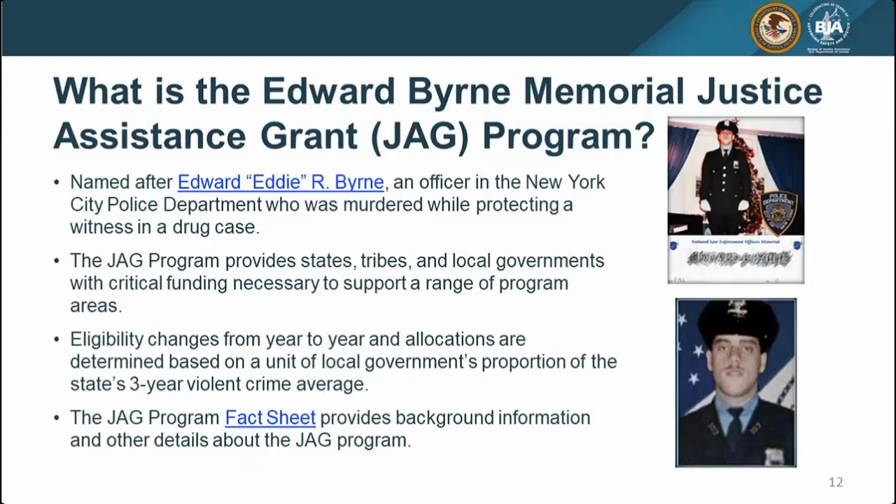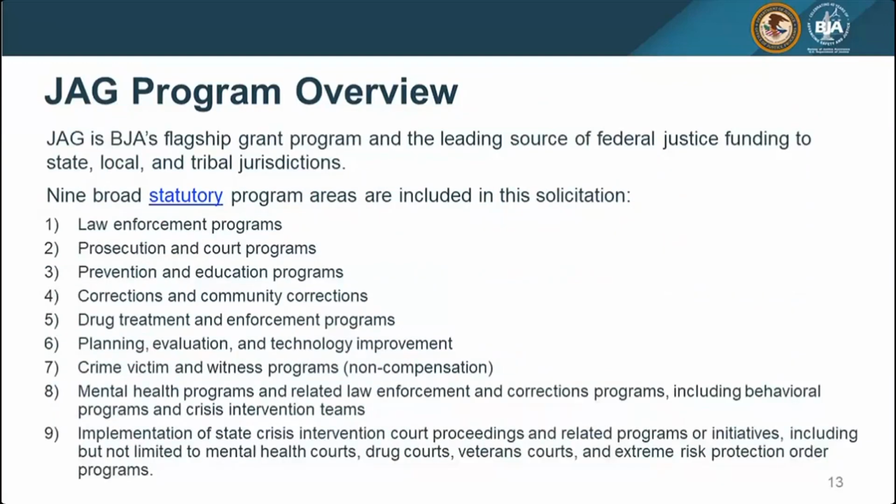Eligibility actually changes from year to year, so allocations are going to be different every year, and they're determined based on an agency's crime data. So we get the crime data from NIBRS, and it's based on a 3-year average. So we do have a fact sheet that goes over some of that. We have a technical report that's posted on our website. You can access all of that on the JAG webpage, and we do have links here as well. So that's a little background about what JAG is, how it began.